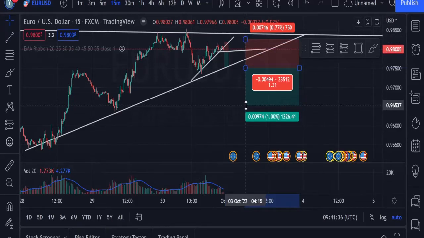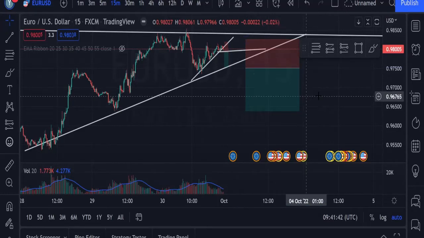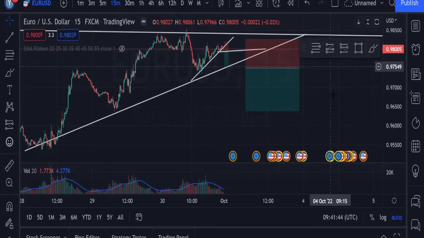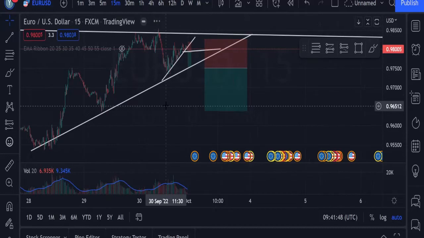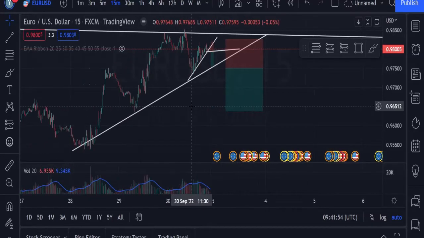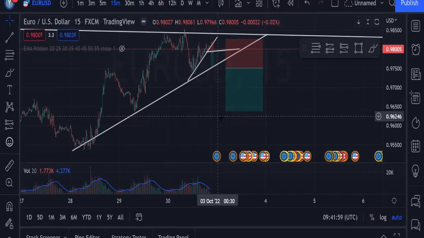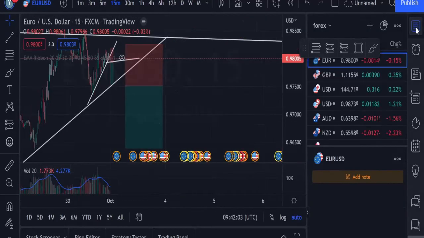And can take 1:1.5 profits ratio, and from there on we can see what's happened the rest of the day. That's how I'm going to trade this Euro USD for now. So we shouldn't waste time. Let's check another chart immediately.